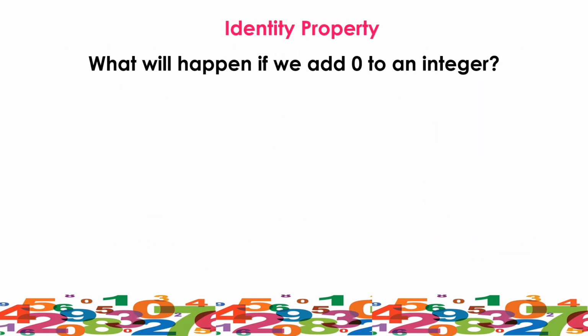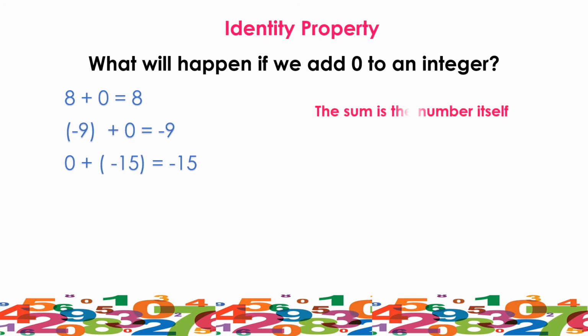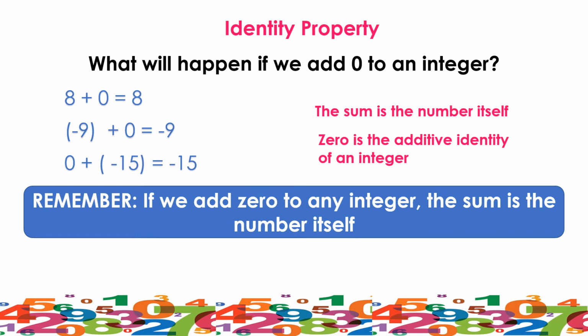What will happen if we add 0 to an integer? Example, 8 plus 0 equals 8. Negative 9 plus 0 equals negative 9. 0 plus negative 15 equals negative 15. The sum is the number itself. 0 is the additive identity of integers. Remember, if we add 0 to any integer, the sum is the number itself. If a is any integer, then a plus 0 equals 0 plus a equals a.